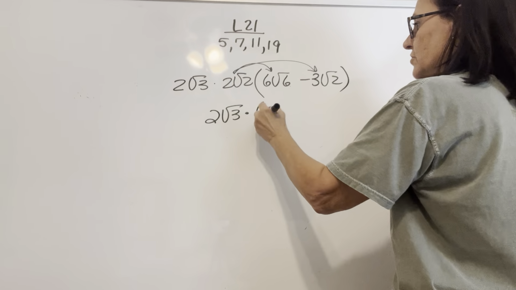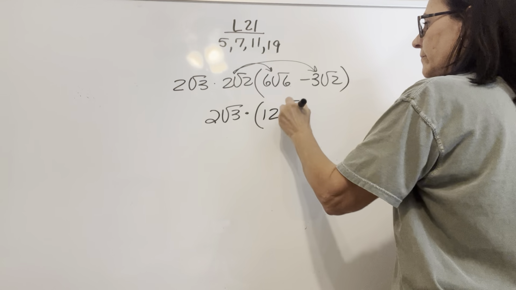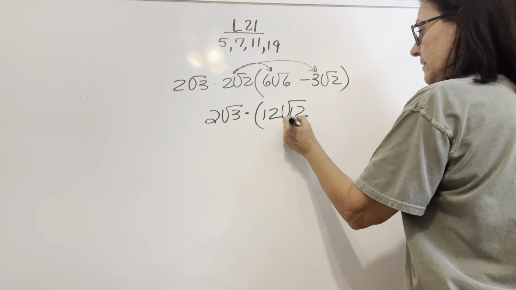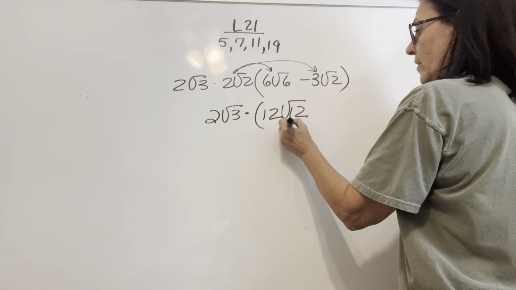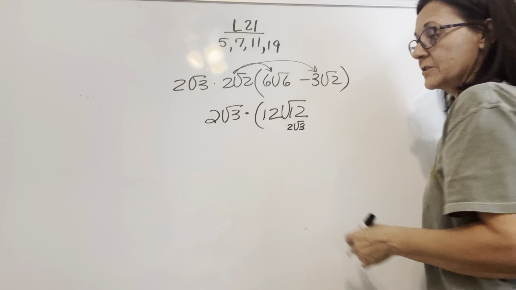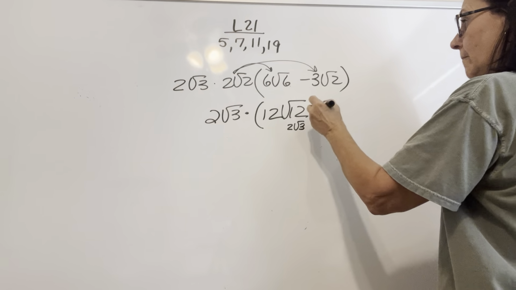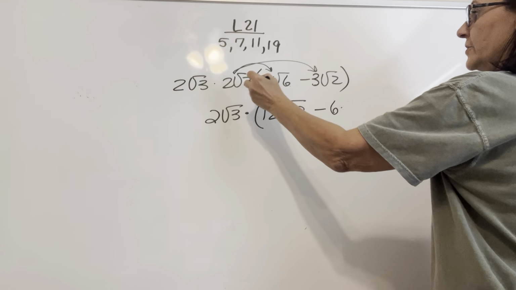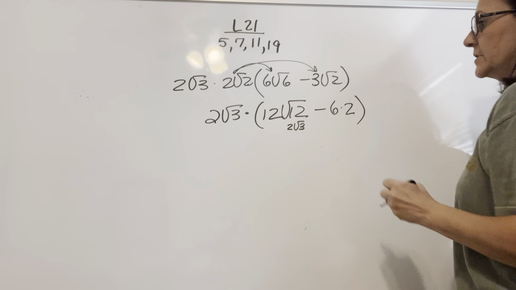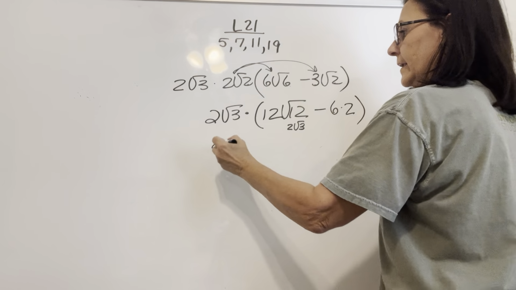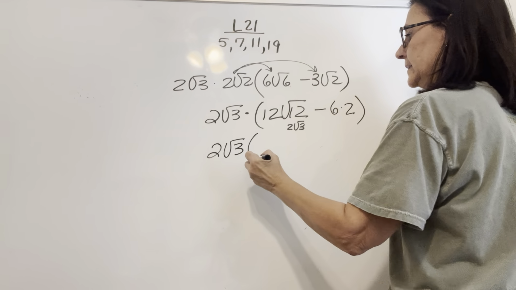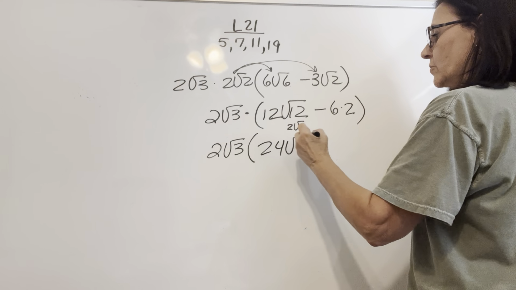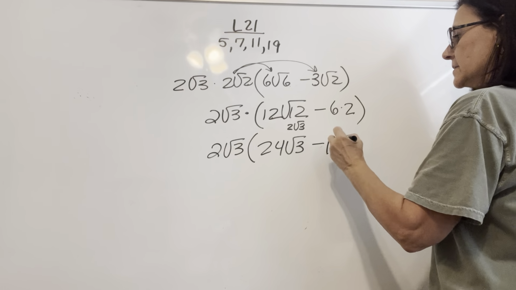2 times 6 is 12. Under the square root is 12. And remember, the square root of 12 is one that I asked you to memorize. It's 2 square root of 3. So when I simplify that, I'm just writing that under there. Minus 3 times 2 is 6. Square root of 2 times square root of 2 is 2. So that really just is 12. Rewriting this, it's 2 square root of 3 times 2 times 12. That's 24 square root of 3 minus 12.